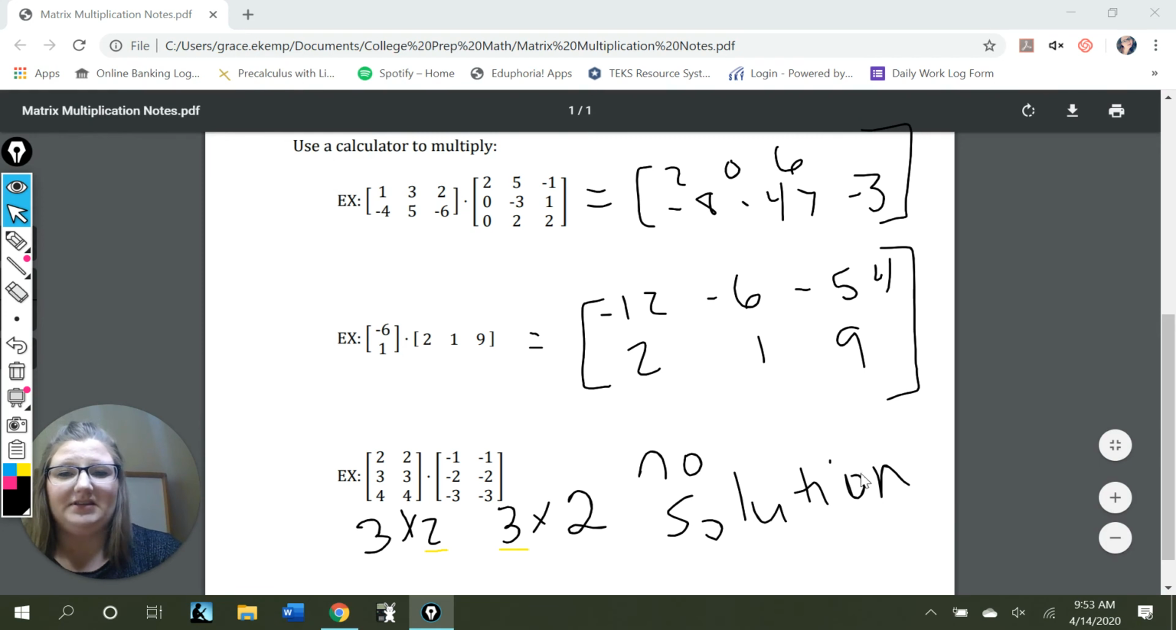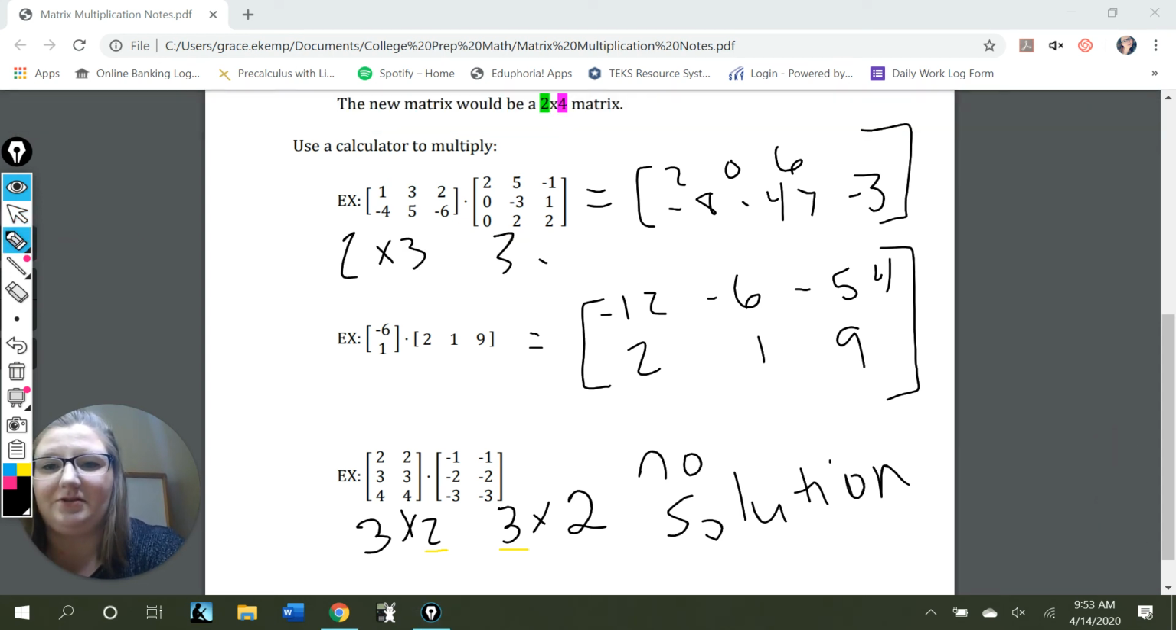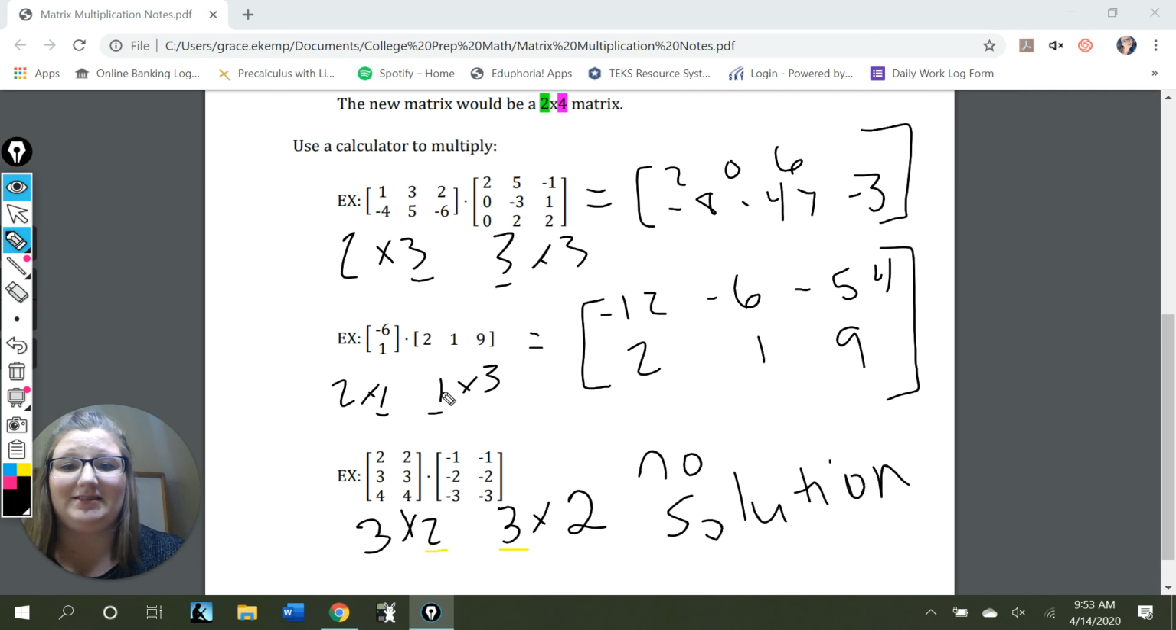So all of these did follow that rule. If you looked up here, and I erased the sizes, but this was a 2 by 3 matrix. This was a 3 by 3 matrix. So we had a 2 by 3 and a 3 by 3. And these two numbers in the middle, the columns of the first matrix and the rows of the second matrix, were the same number. So we were able to get an answer. Same thing down here. We had a 2 by 1 matrix, and this one was a 1 by 3 matrix. So since these two numbers in the middle were the same, the columns of the first matrix and the rows of the second were the same, we were able to get an answer when we typed it into our calculator.